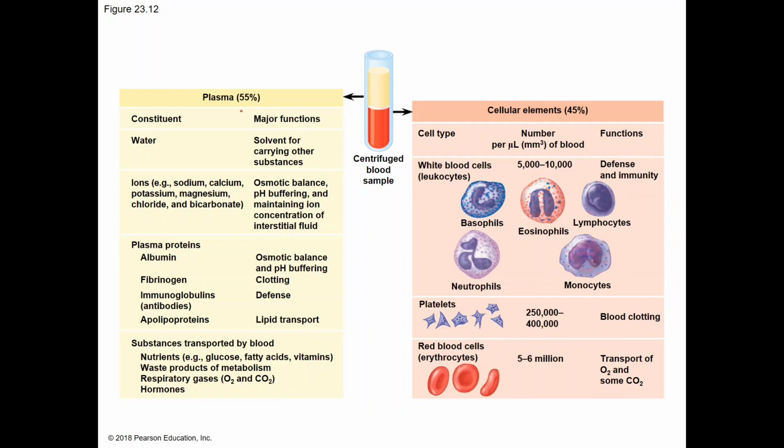The plasma is about half and half. There's a little bit more plasma than there are cellular components. It's mostly water. There are some dissolved ions and proteins and nutrients included in the plasma. The cellular components are a couple of different types.